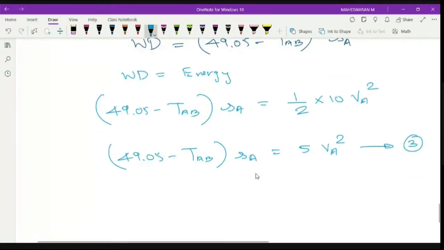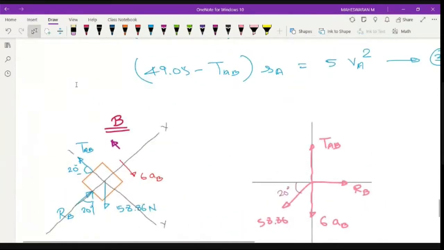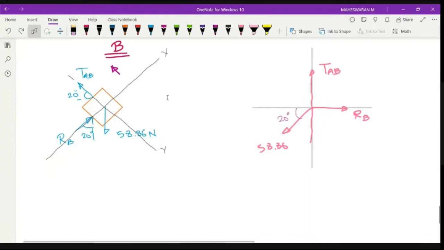So this part is over. Let me go for the next part, which is for B. So the difference is you don't have this, right? Similarly, this one you don't have. And you know that this is positive. So this is positive, right? And this is negative, which means this plus, of course, it is normal. So positive and negative, right? So I'm concentrating again on sigma Fy alone in this case.